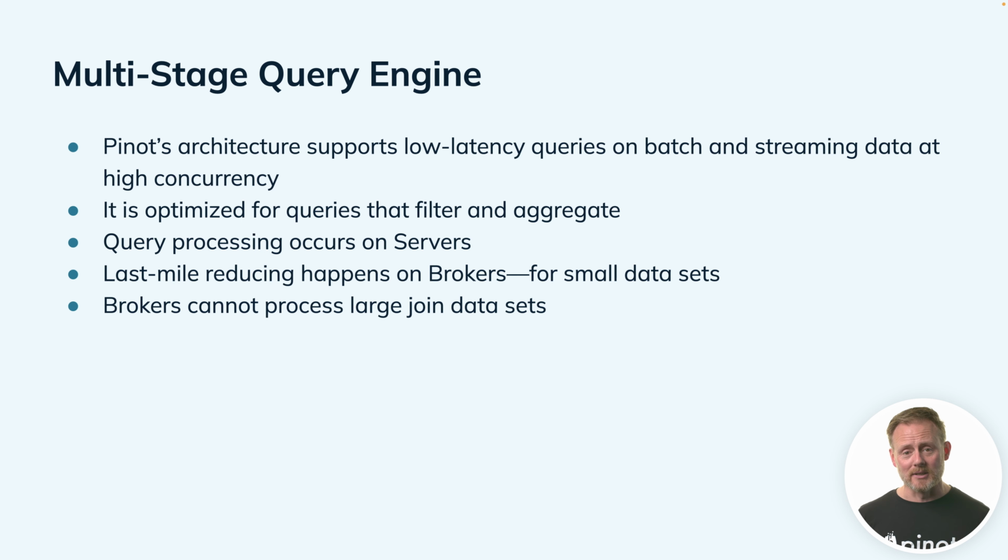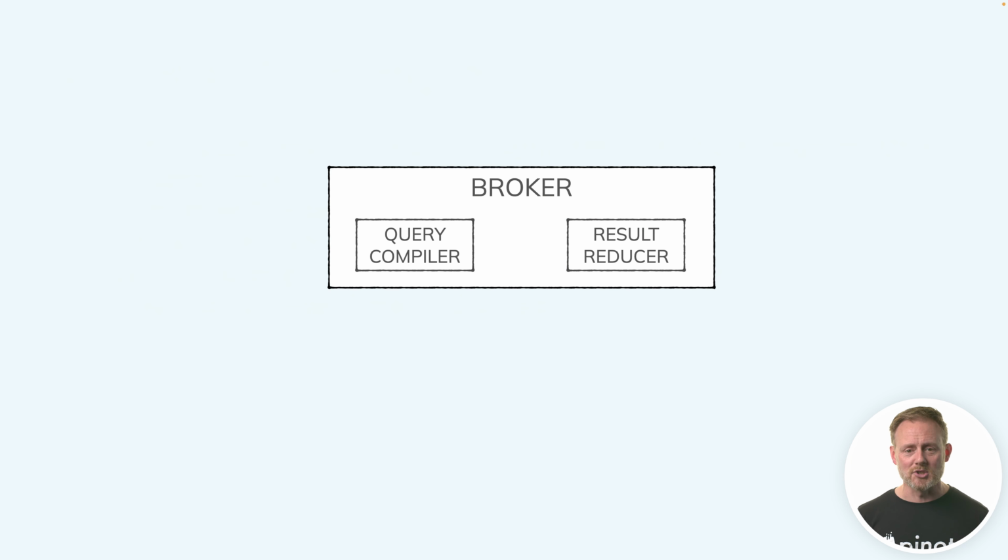Brokers can't handle the kind of load you might find in an inner join between two very large tables, what we might call a fact-to-fact join. That would be many, many rows coming back and not just a few small groups of things or a few scalars. The system's just not designed for that. So that's where the multi-stage query engine comes in.